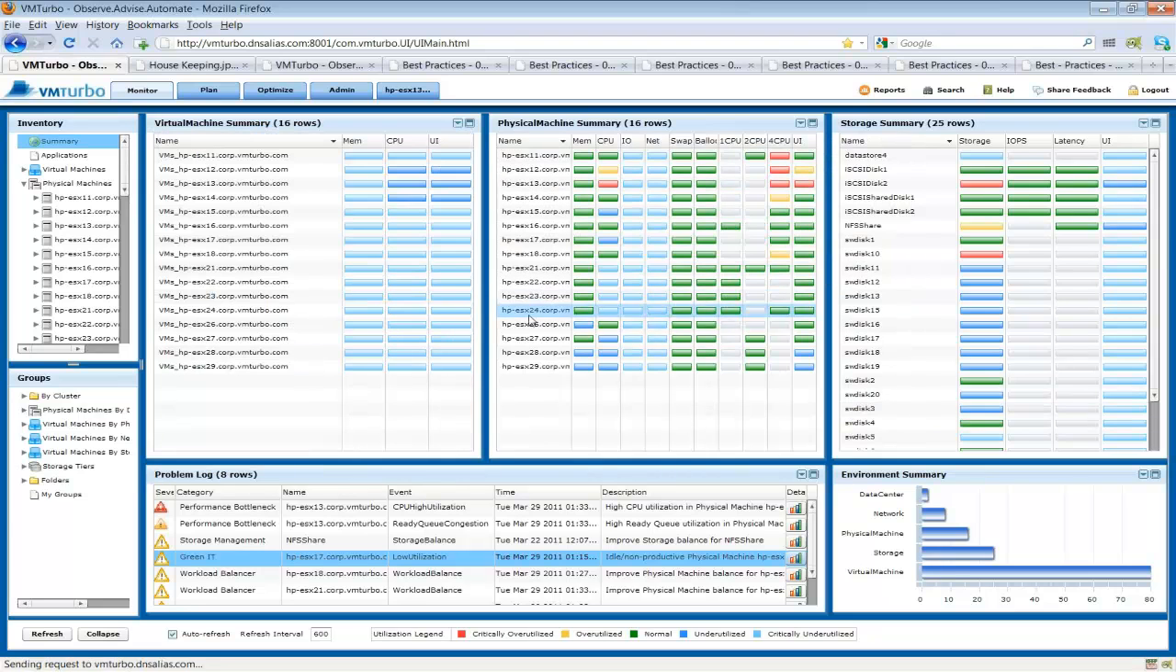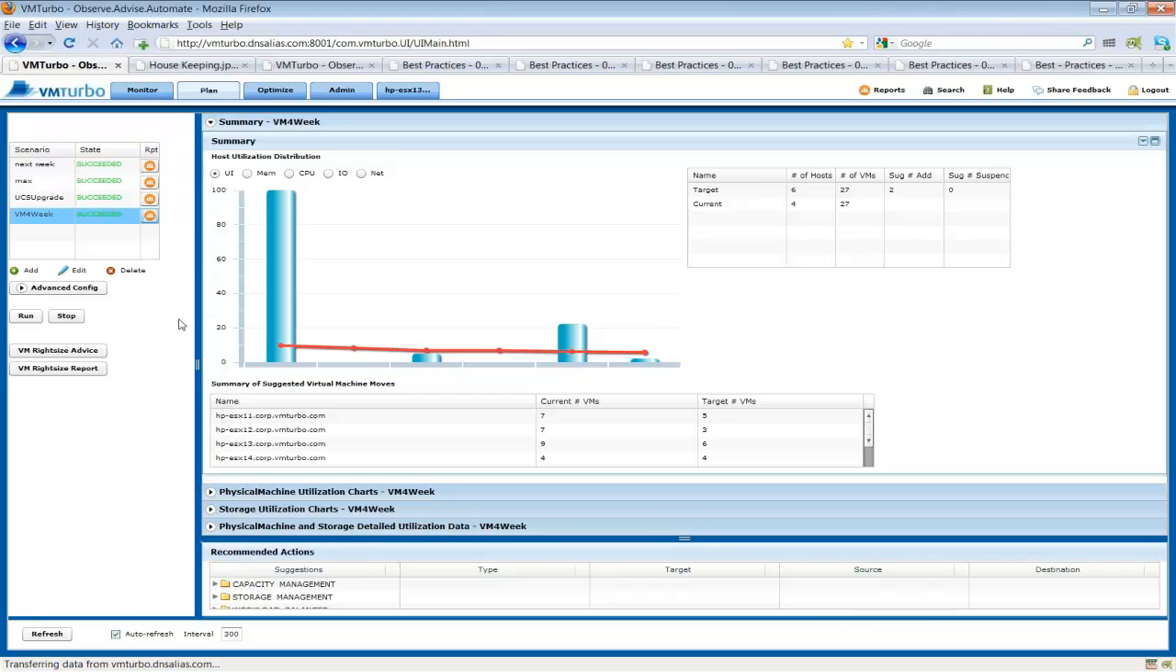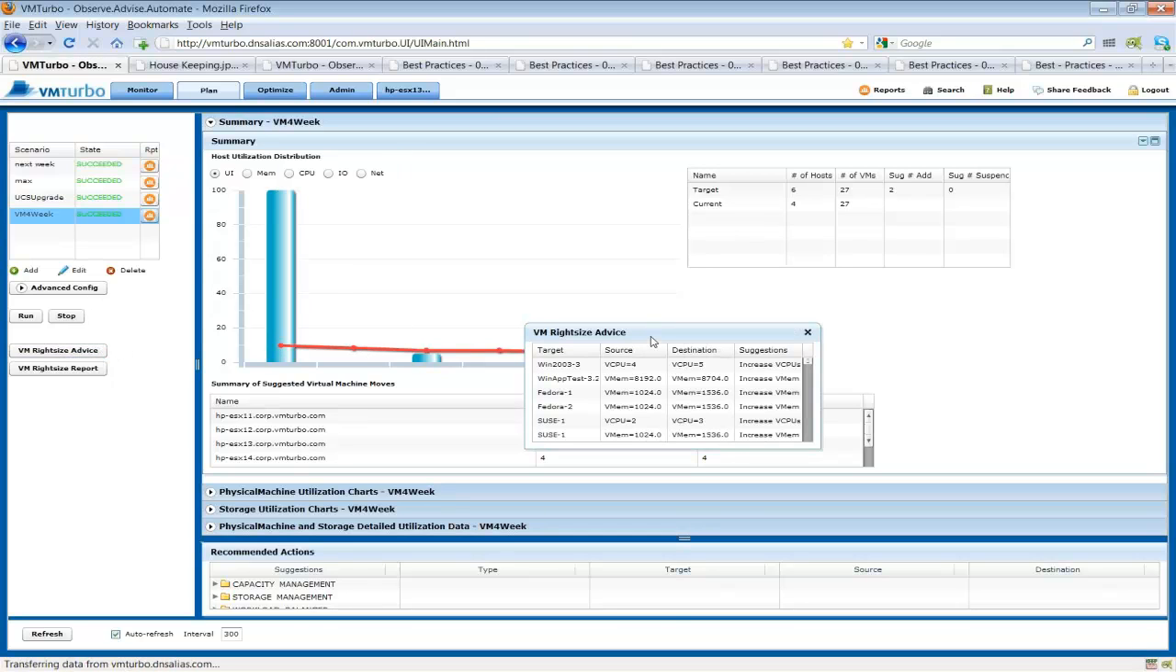So now that I've introduced you to this overview and the concept of being able to bat down problems as they exist, let's take a look at another facet of making sure that mission-critical applications have the resources available to run. One facet of that here in the VMTurbo tool is the right-sizing capability.